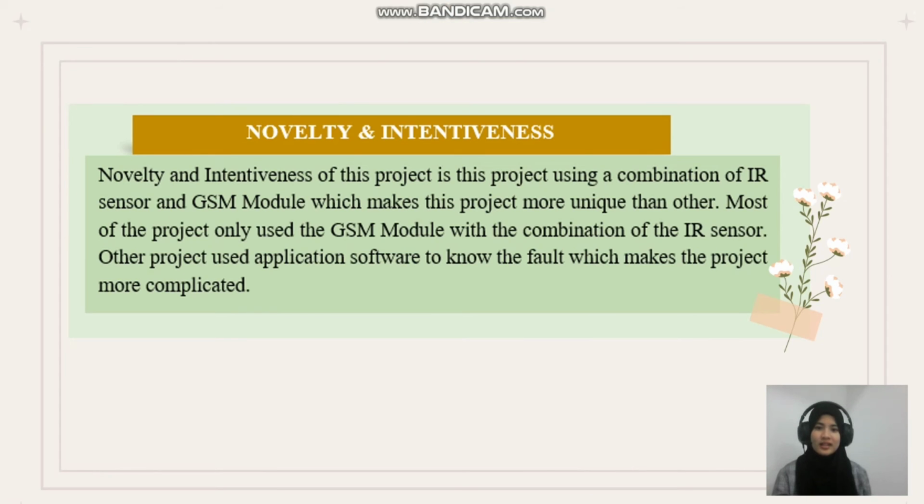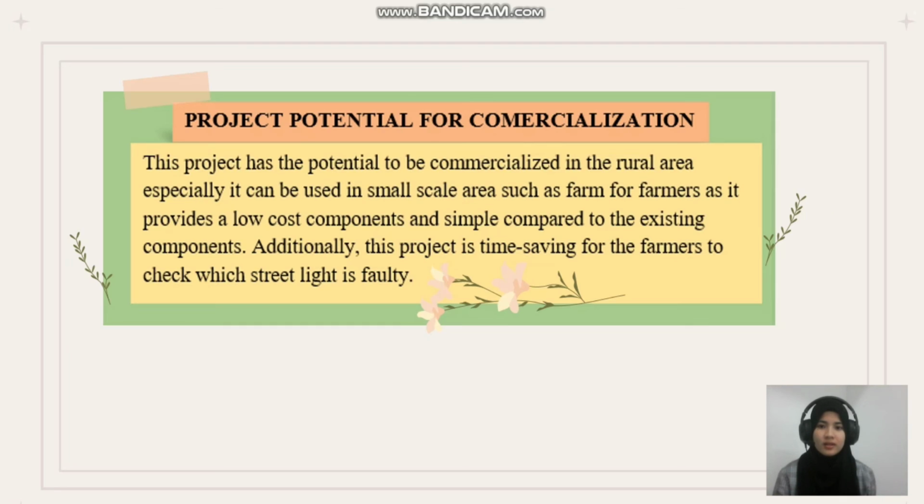Next is novelty and inventiveness. The novelty and inventiveness of this project is that it uses a combination of IR sensors and a GSM module, which makes this project more unique than others. Most projects only use the GSM module without the IR sensor. Other projects also use software such as ZigBee or LoRa to detect the fault, which makes them more complicated than this project. So this project is much simpler than other projects.